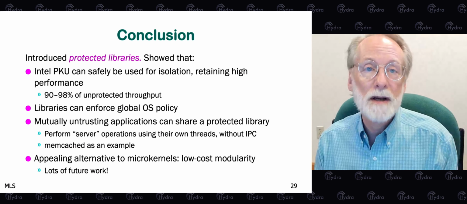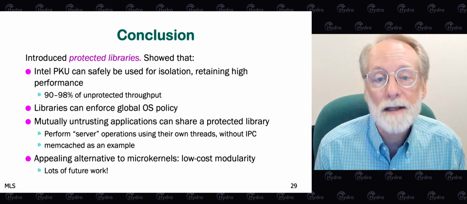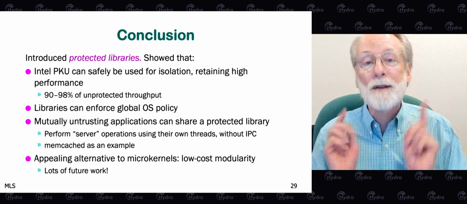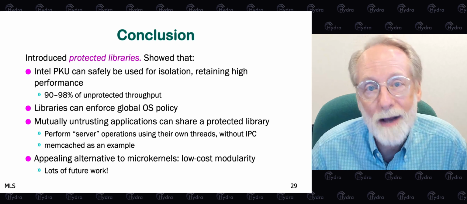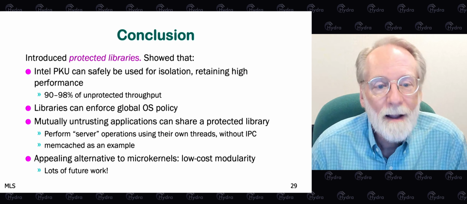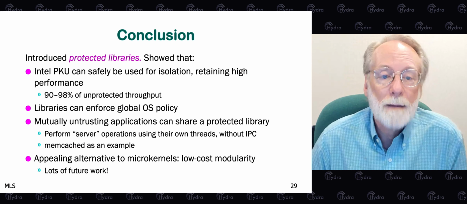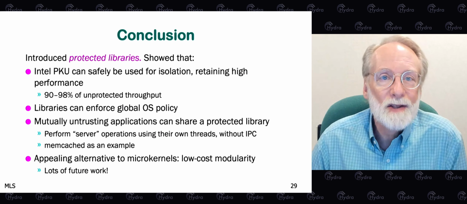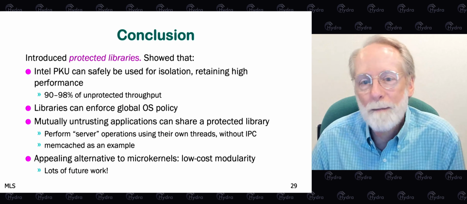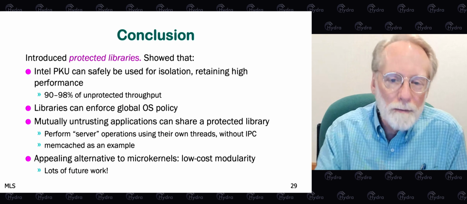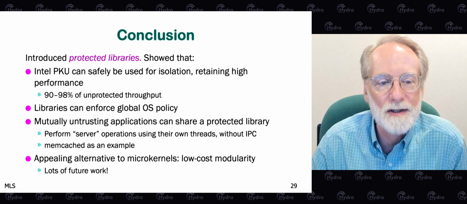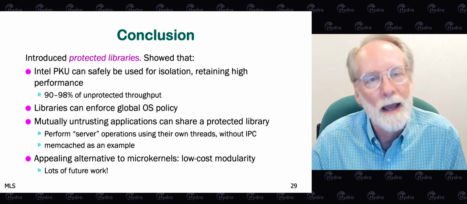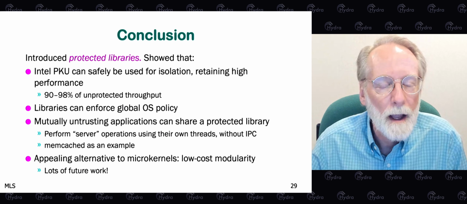I've also shown that libraries can be used to enforce global operating system policy, things like quality of service for network access across applications, even though those applications are doing direct kernel bypass I/O. This allows mutually untrusting applications to share a protected library safely and to execute the server code, the code that would have been in another process in a microkernel or would have been inside the monolithic kernel of a traditional system, with their own threads without doing any interprocess communication. And we used Memcached as an example of that.